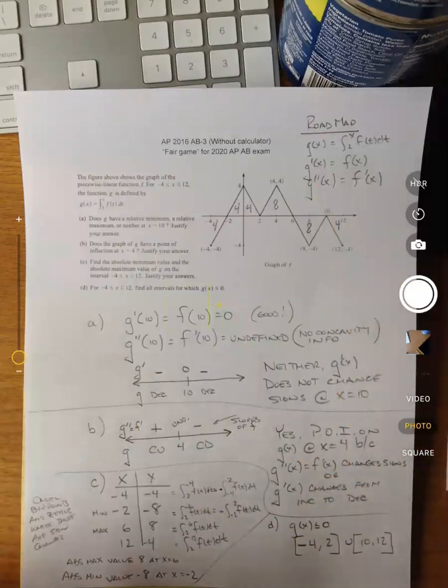Again, I'm going to be sending you all of your free responses back for you to take a look at because I scanned them at school before we left. So let's see what A is.